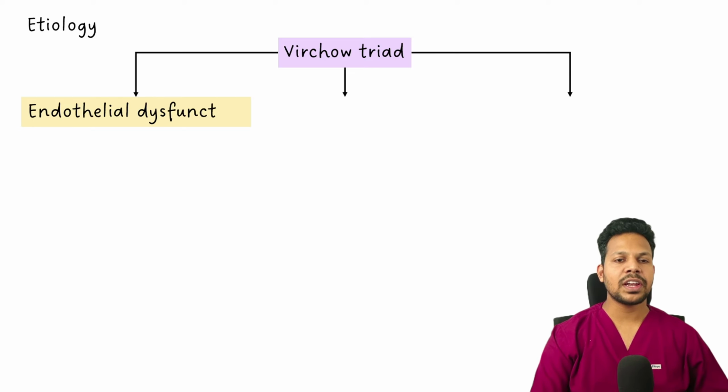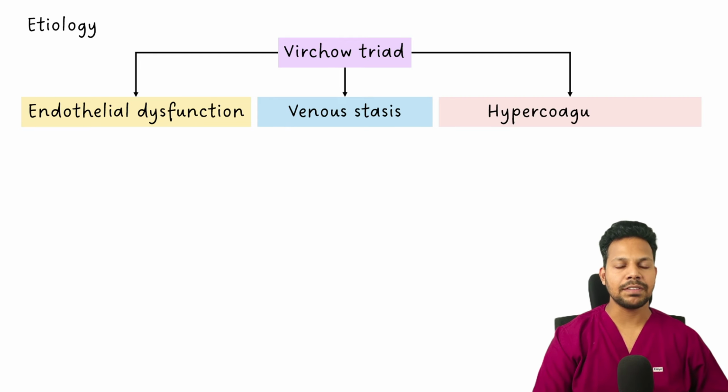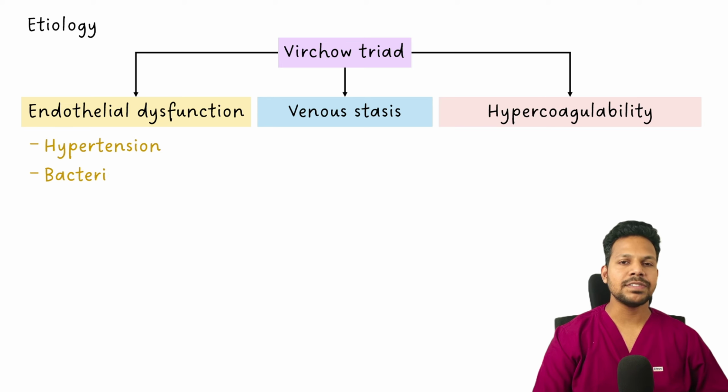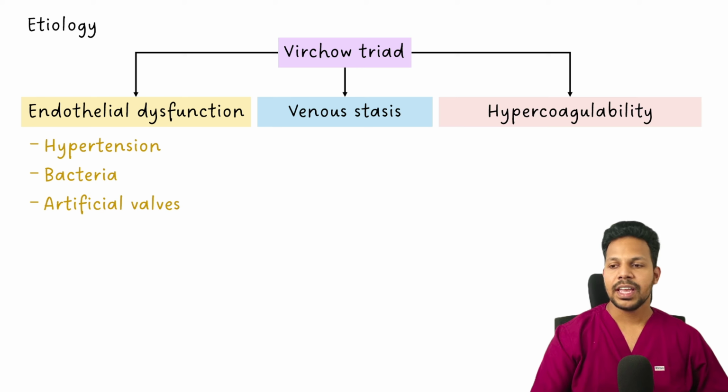So the causes of endothelial dysfunction could be hypertension, bacteria, and artificial valves. See, the artificial valves will create a turbulent flow downstream and that will result in endothelial damage. Even hypertension will cause shear stress on the arterial wall and that will also result in endothelial damage. Of course, the bacterial invasion, as in case of infective endocarditis, we have seen there is endothelial damage.